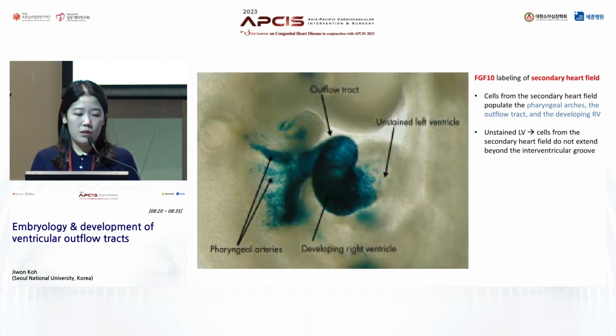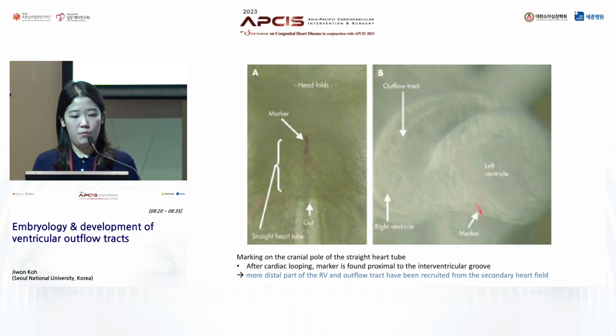This is another supporting evidence with a higher magnification, and we can see that FGF10 labeling of the secondary heart field is labeling the pharyngeal arches, the outflow tract, and the developing RV. And the left ventricle, it's supposed to be here, and it is not stained at all. It means that cells from the secondary heart field do not extend beyond the interventricular groove. And it was a very interesting concept for me.